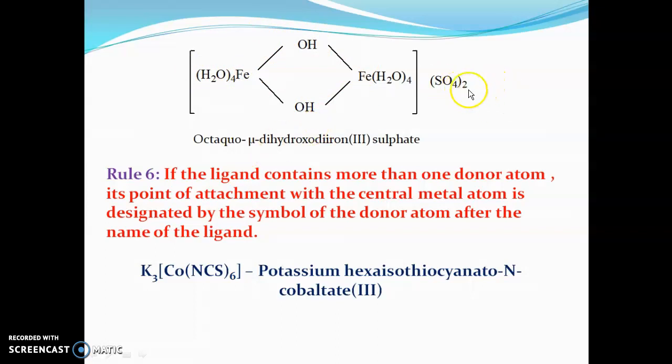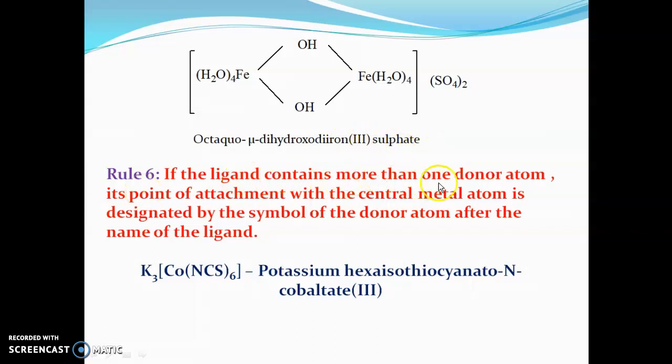SO4 twice, which is written outside the square bracket, is a simple ion. So its name is given like this: octaaquo. Octaaquo means these 4 water molecules together with the other 4, 8 water molecules. H2O is given the name aquo. Therefore, octaaquo, mu. I have written mu here because it is a bridging ligand. So mu dihydroxo diiron 3 sulfate.